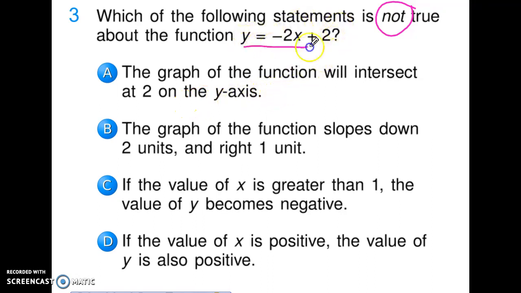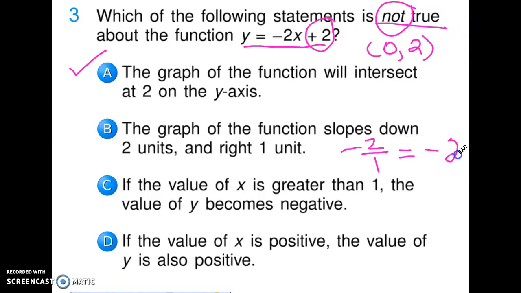Well, if I look at my equation, I see this 2 right here, and that tells me that the y-intercept is 2, which makes this true. Again, we're looking for one that's not true, so we're looking for one that's false. So let's look at B. The graph of the function slopes down 2 units and right 1. That's telling me that the slope of my equation is negative 2. And that is true. So B is not the correct answer.